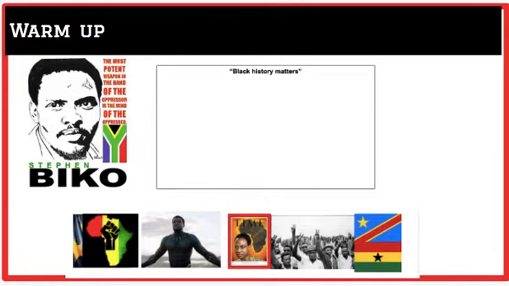I want you to look at some of these images up here. We've been looking at this quote in class: the most potent weapon in the hand of the oppressor is the mind of the oppressed. Do we learn about Black history? Is that intentional? Those who do teach you about Black history, why do you think they're intentional about teaching it to you? Why are movies like Black Panther so revolutionary?